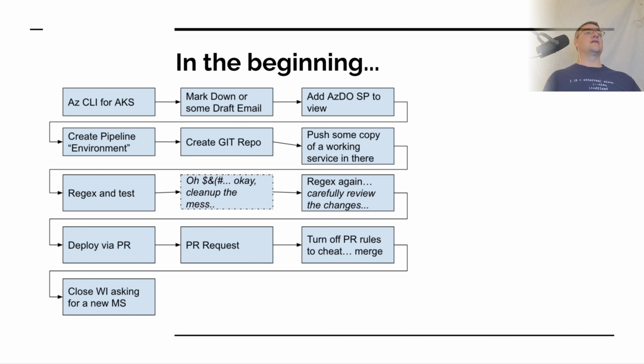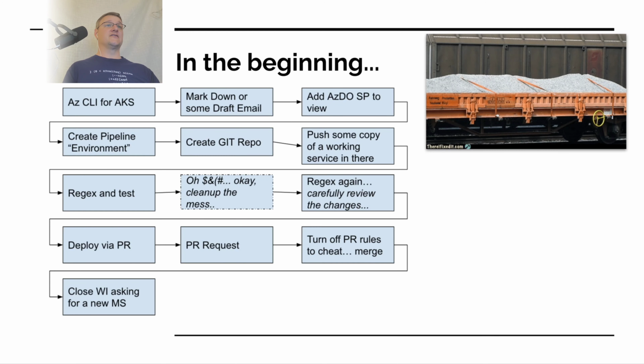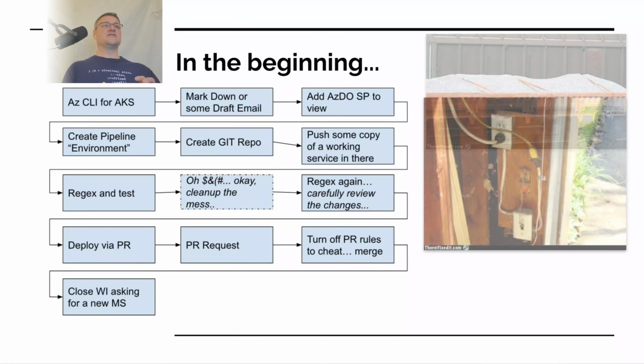We had an Azure command line client for creating the AKS. We'd write it down or draft an email. We added a service principal to view it. We'd create a pipeline for the environment, and then we created a Git repo. We'd push some code there and we'd regex it, and then it wouldn't work. All of a sudden we started blasting away something we shouldn't have. So we'd regular expression again and jerry-rig it.